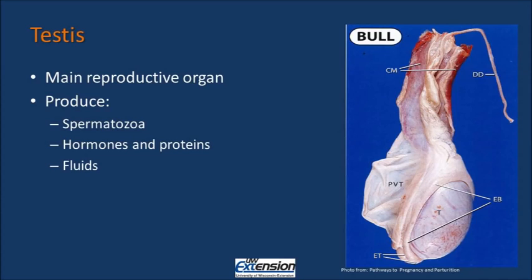The testis is the main reproductive organ. It's a paired organ, meaning that there are 2 of them within the male species. Within the testis, we have production of spermatozoa, or sperm cells, hormones and proteins, and various fluids. The fluids that are produced within the testis serve as a vehicle in which spermatozoa are suspended and facilitates their removal from the testis. It is not the fluid that we see in the ejaculate. The seminal fluid is produced by accessory sex glands, not by the testis itself.